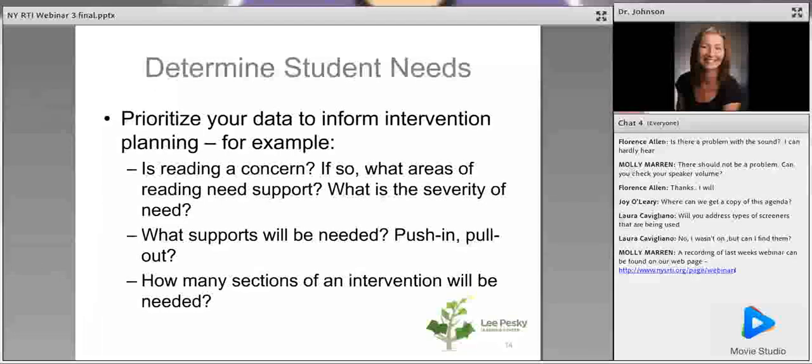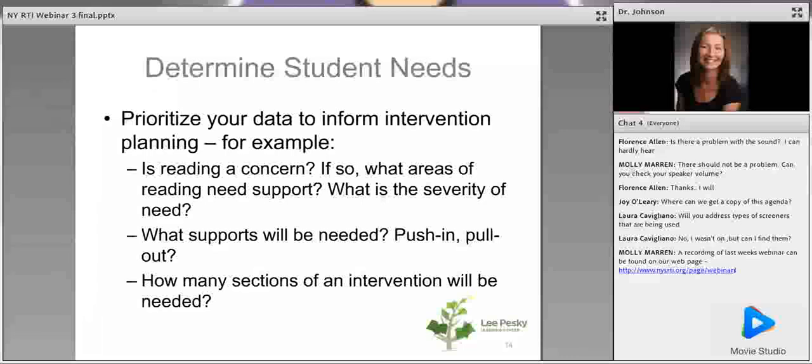The questions that I have listed here are just examples of things that should be asked and discussed when planning for intervention. So what's the concern? What's the specific area of need? What's the severity of it? What supports do we need? If I have lots of kids who are slightly below benchmark, I might think of more of a push-in model for them. For kids who are more intense, I might want to have more of a pull-out session.